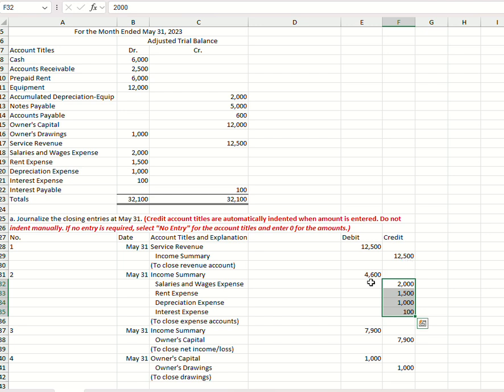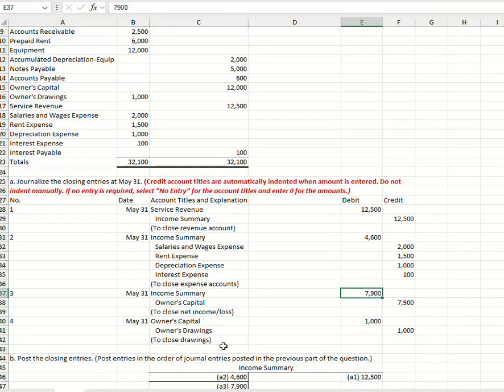This 12,500 less this 4,600 equals 7,900. So the total in income summary is 7,900. But we have to get rid of that balance as well to close out the net income altogether. So in order to close out that credit balance of 7,900, you're going to debit income summary and you're going to credit your owner's capital to account for that net income.